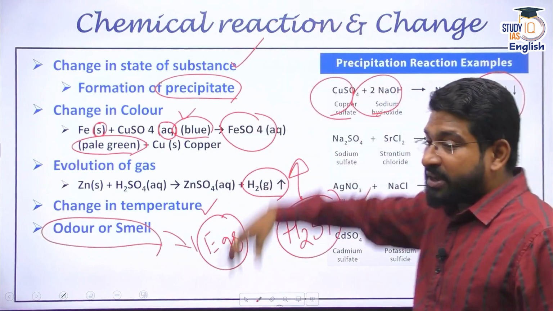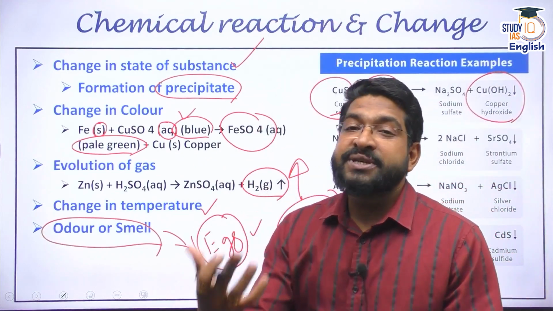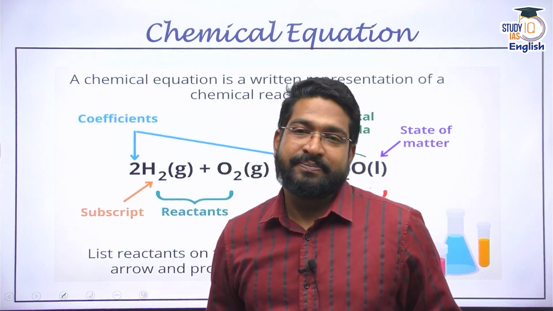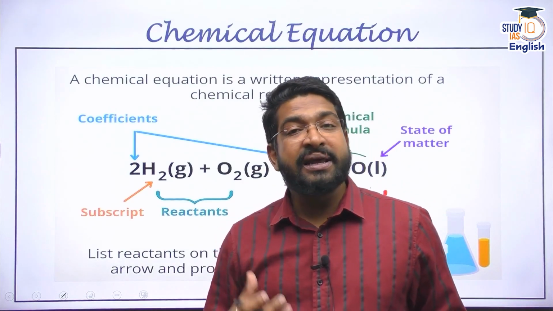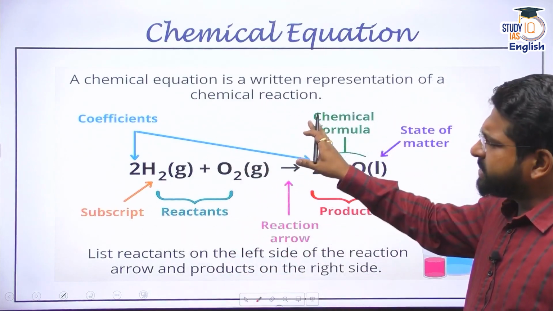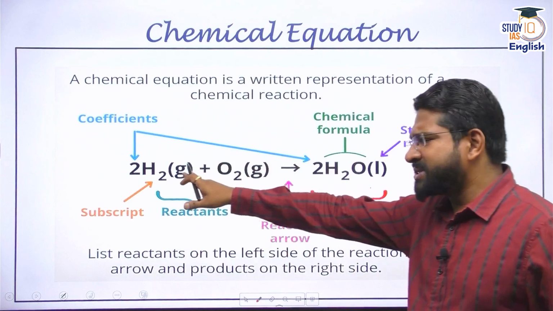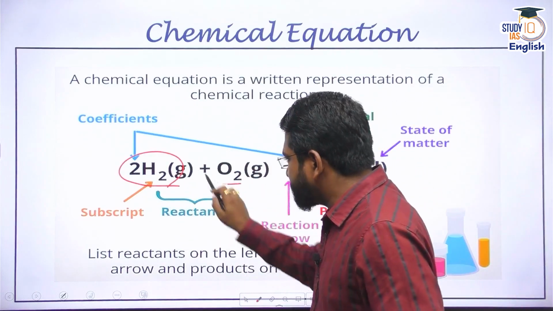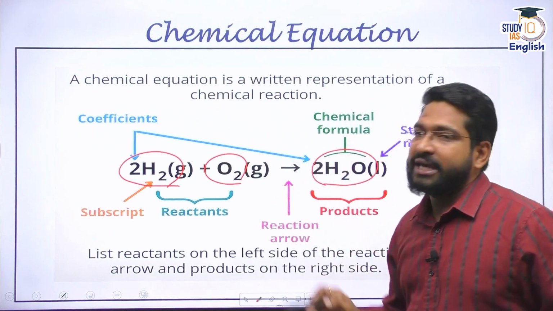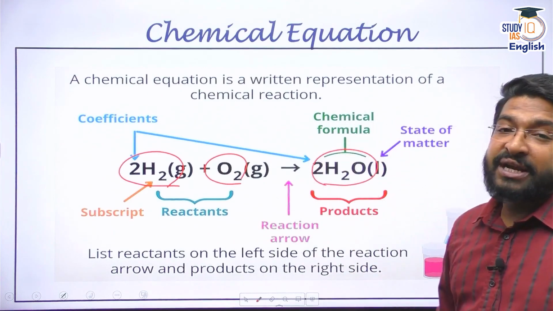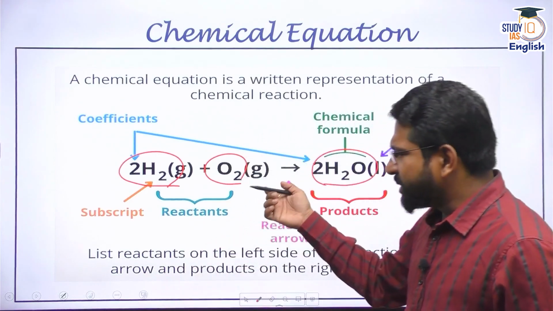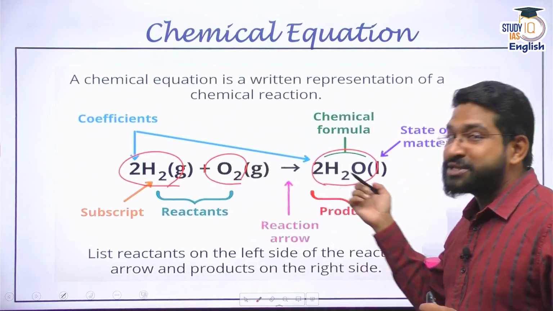Now, this chemical reaction, how do we represent it? It is represented in form of a chemical equation. Now, this is a classic example of chemical equation. The simplest reaction is this: hydrogen gas reacting with oxygen gas, leading to formation of water. So a chemical equation is a written representation of a chemical reaction. And a chemical reaction can be balanced. Now, this is an example of balanced chemical reaction.